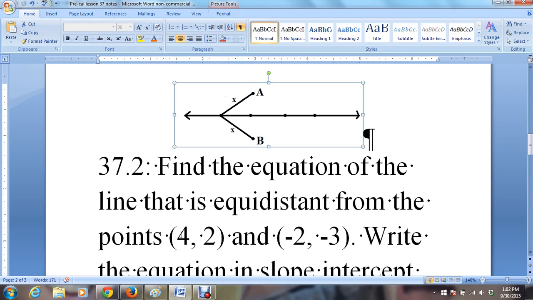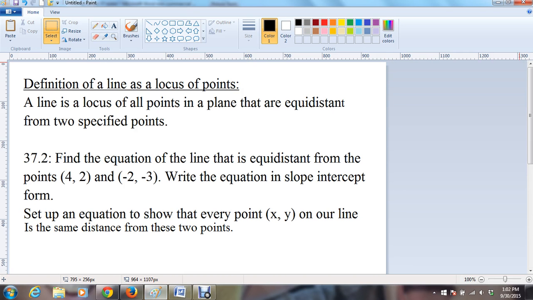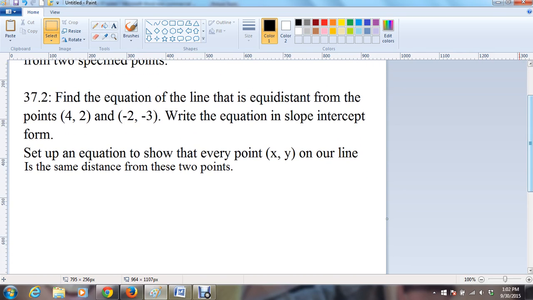So when we talk about finding the equation of a line that's equidistant from 2 points, we are just going to use the distance formula to help us do that. So if I wanted to find the equation of a line that's equidistant from the points 4, 2 and negative 2, negative 3, and I want to write it in slope-intercept form, then what I'm going to have to do is set up an equation to show that every point x, y on my line is the same distance from 4, 2 as it is from negative 2, negative 3. And to do that, I'm going to use the distance formula.